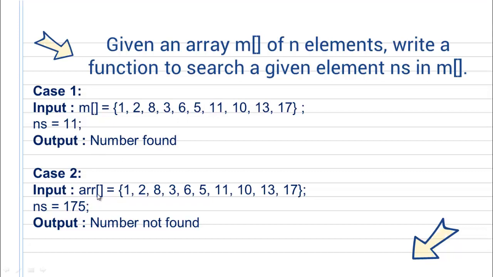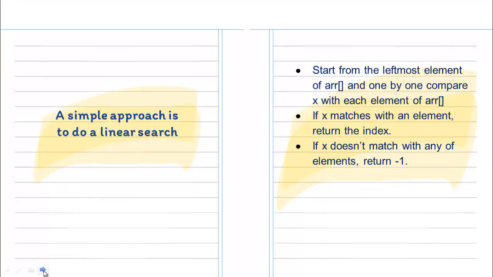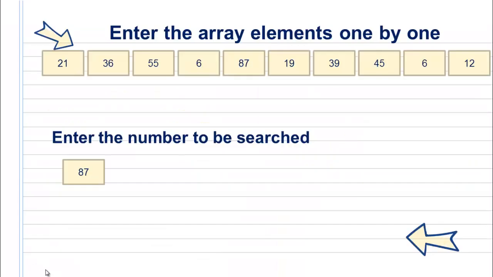In case 2, if you see, we have 1, 2, 8, 3, etc. But the element to be found, I had given 175, where 175 is not present in the array. So this is how the search will work. A simple approach to do linear search: start from the leftmost element and compare one by one. If the element matches, return the index value. Otherwise, it will return the index value as -1. If the element is not there, the return value will be -1.